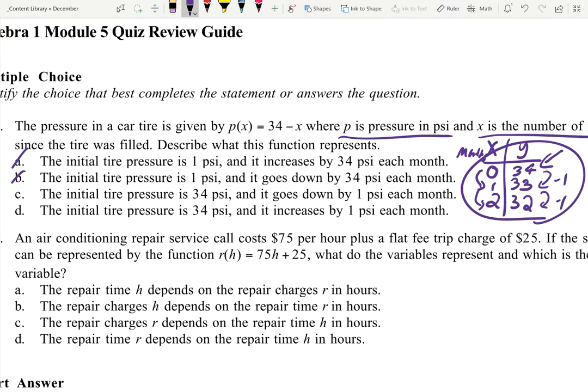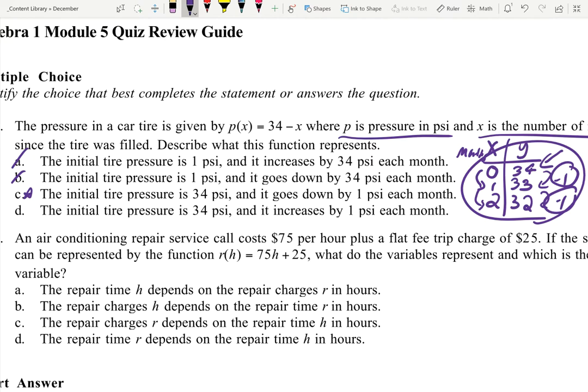C, the initial tire pressure is 34, which is true. And it goes down by 1 psi each month. This looks promising. That's exactly what we saw on our table. We started at 34, and then we were going down 1 every month. So that's pretty good. I'm going to put a little star next to that. That's probably the answer. Let's double check answer choice D, see if it's any better.